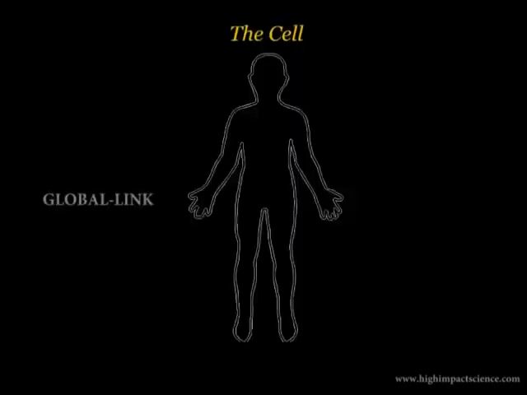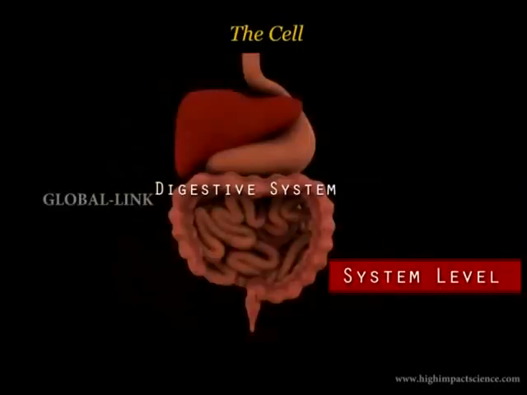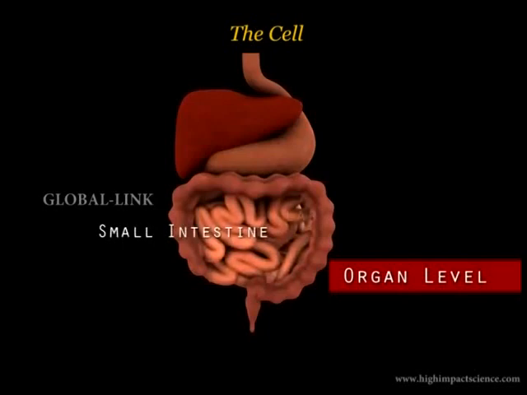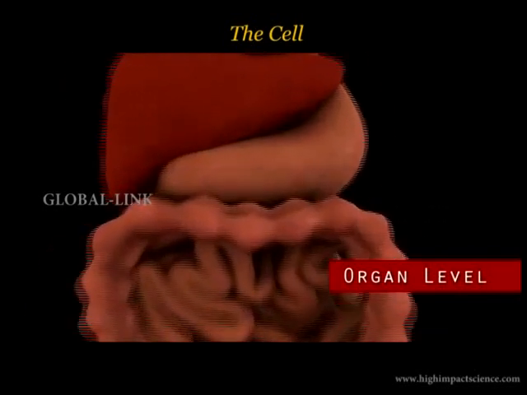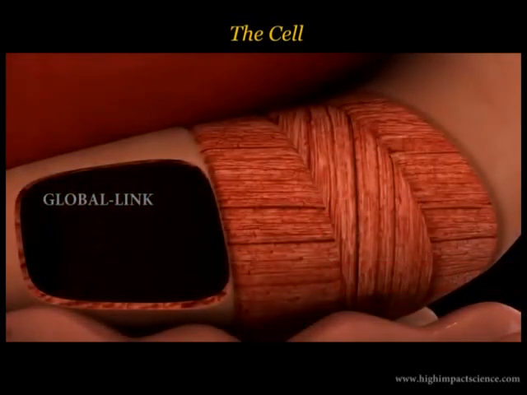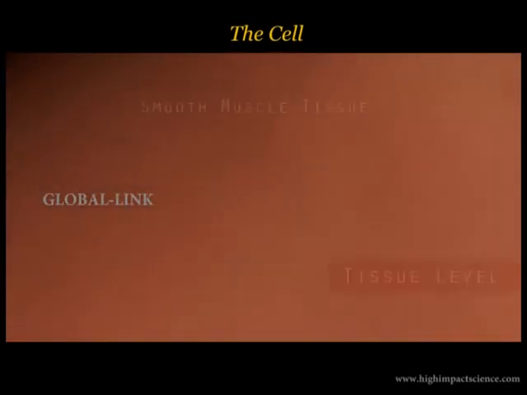Living organisms like human beings are made of organ systems such as the digestive system. Each of these organ systems comprise individual organs. Here, organs such as liver, stomach, and the small and large intestines are part of the digestive system. All these organs are made up of tissues such as the epithelial tissues and the smooth muscle tissues.